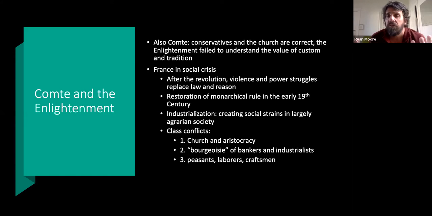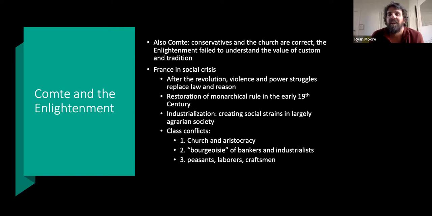So, at this time, France is really in this period of social crisis. There are these violent power struggles. Increasingly, they don't seem reasonable or rational at all. They don't seem really based on ideas. They seem more like just violent power struggles. The monarchy retakes power in the early 19th century, and then of course Napoleon Bonaparte comes and takes power.